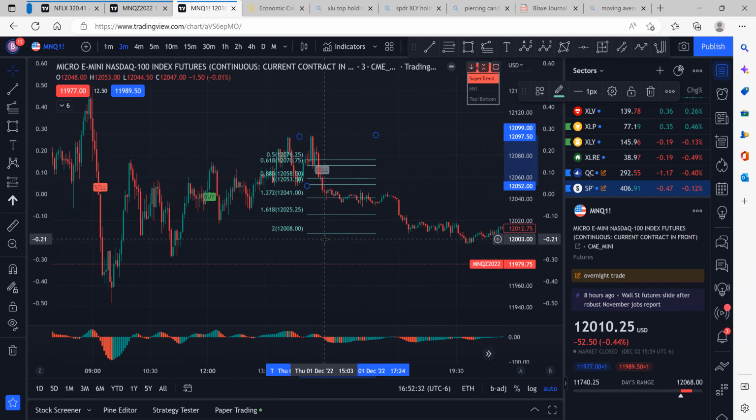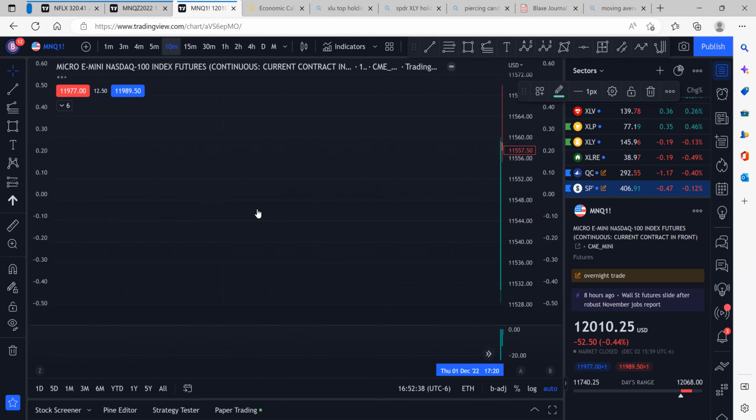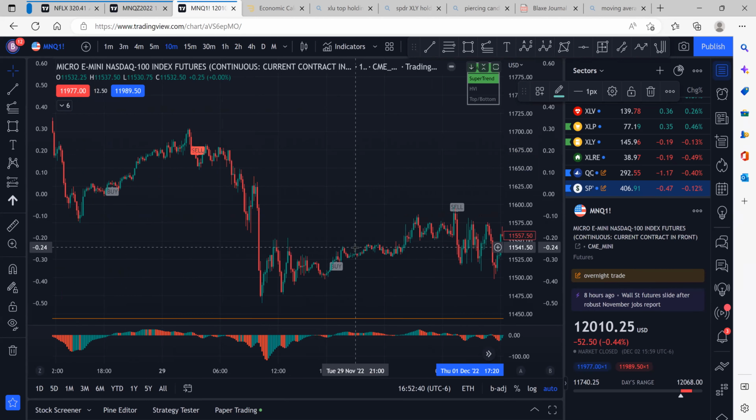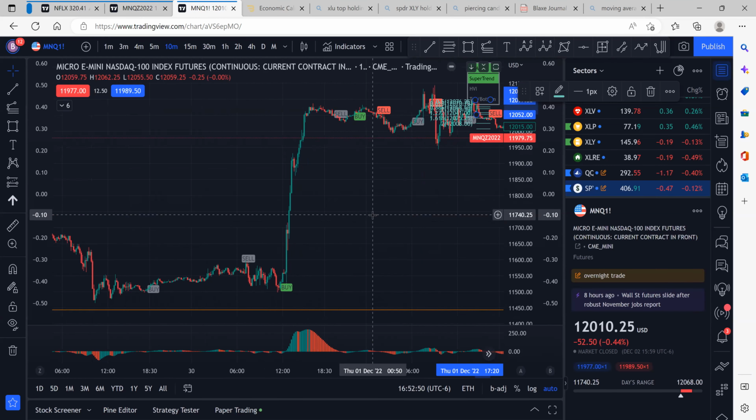There are some that I wouldn't necessarily enter on, but again, that's how you know. Oftentimes I look for the 10-minute because it's not as many signals. But sometimes when you see a 10-minute, it's hard to see the candle pattern. So I may go down to the 1 minute to see the pattern to figure out if I actually want to enter. This one right here was a really cool one.